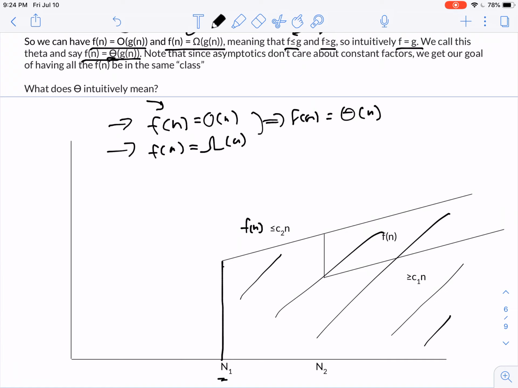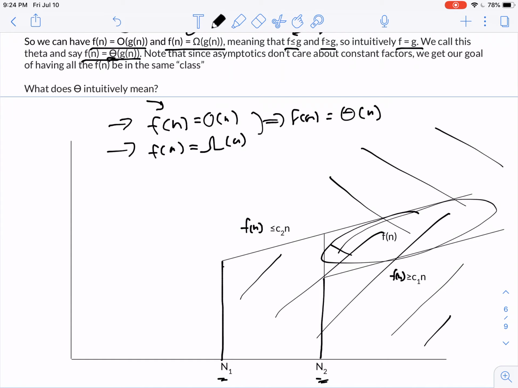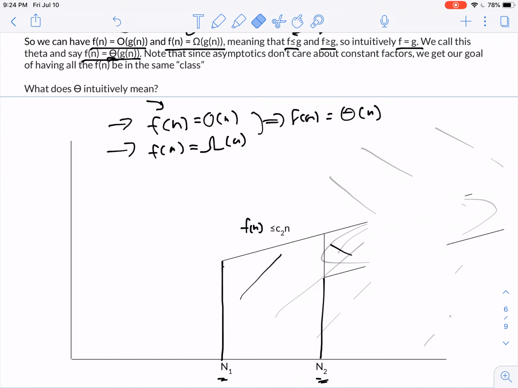Then the second thing we say is that f of n is big omega of n, which means there's some n2, which we've put here. It's possible n2 is less than n1, but then you just shift this graph over. And past that n2, f of n is greater than or equal to some other constant c1 times n. So that means f of n has to be somewhere in this region here. And so it's got to be in both of those regions, which basically means we can erase this to make it a little less cluttered.